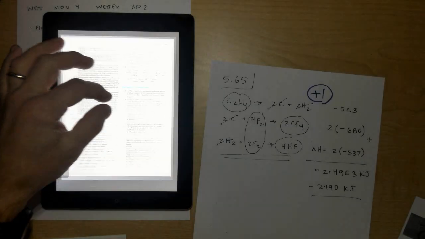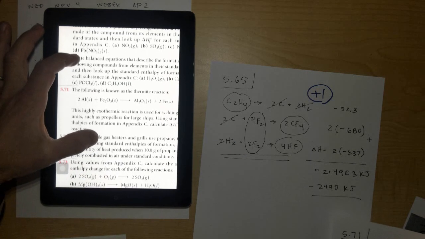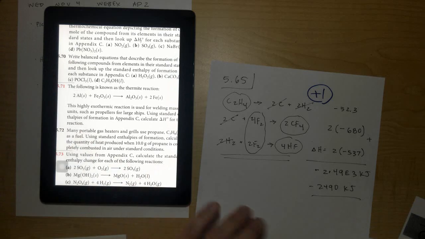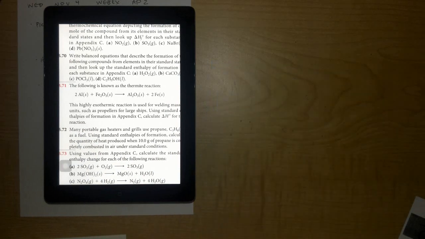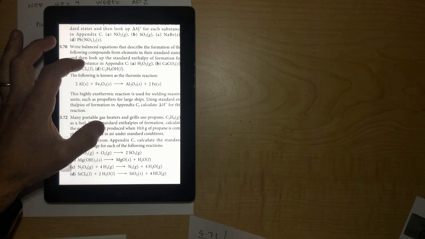All right, we're almost done. Last couple of problems. 71 now. This one says the following is known as the Thermite reaction. This highly exothermic reaction is used in welding massive units such as propellers. This is actually a really cool demonstration, but it's super dangerous.